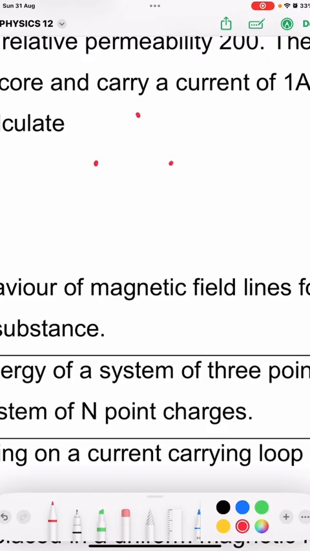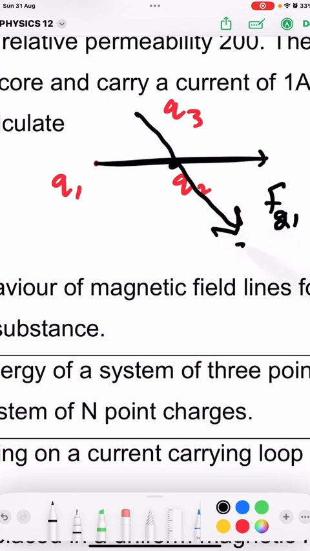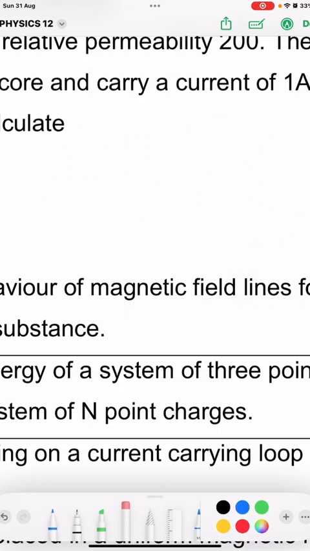See, if I make them non-collinear, Q1, Q2, Q3, then let us talk about the force on Q2. Then 1 will repel Q2, so this is force on 2 by 1. And 3 will also repel Q2, so this is force on 2 by 3. So two forces are this way, so your resultant will be along the diagonal. So net force cannot be 0 in such situations when they are not collinear. So one thing we have understood, that the charges should be collinear to be in equilibrium.